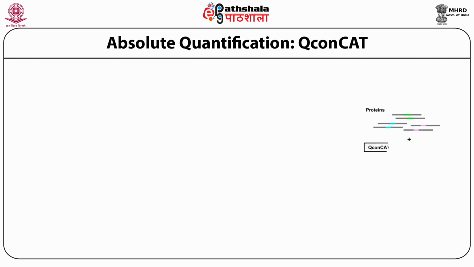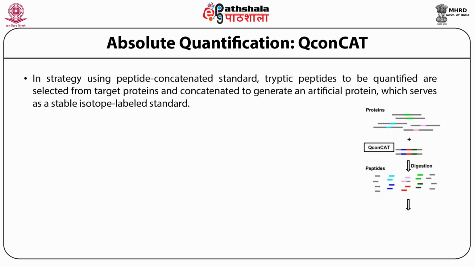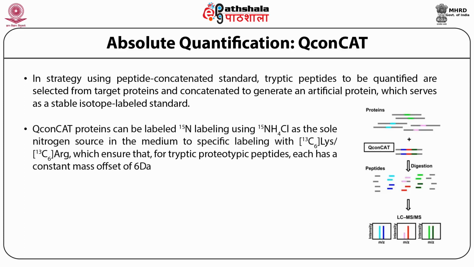Absolute quantification using QconCAT. In this strategy, peptide concatenated standards or tryptic peptides to be quantified are selected from the target proteins and mixed to generate an artificial protein, which serves as a stable isotope labeled standard. The QconCAT proteins can be labeled by nitrogen 15 using ammonium chloride as the sole nitrogen source in the medium, or by specific labeling with either carbon 13 lysine or carbon 13 arginine, which ensures that for tryptic proteolytic peptides, each has a constant mass offset of 6 Dalton.